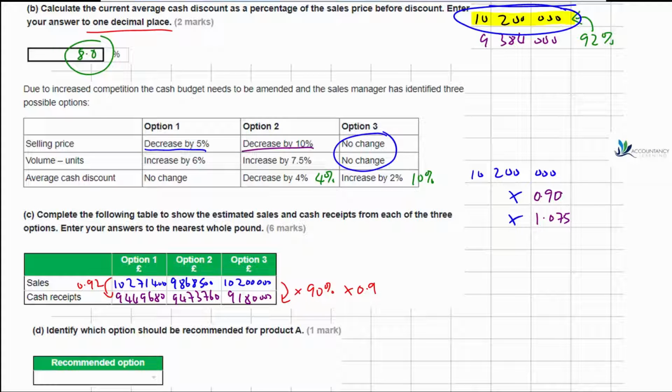And then part D asks us to recommend which option we should go for. Well, which of these will give us the most amount of cash? Well, option 2 gives us the most amount of cash, so we should go for option 2.